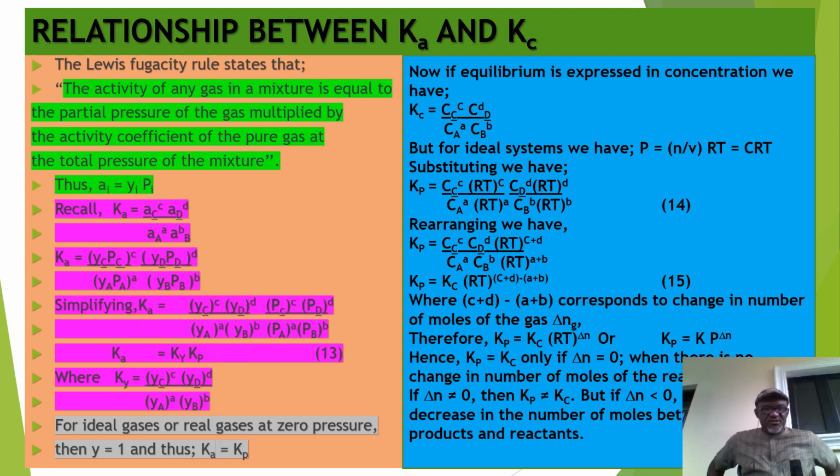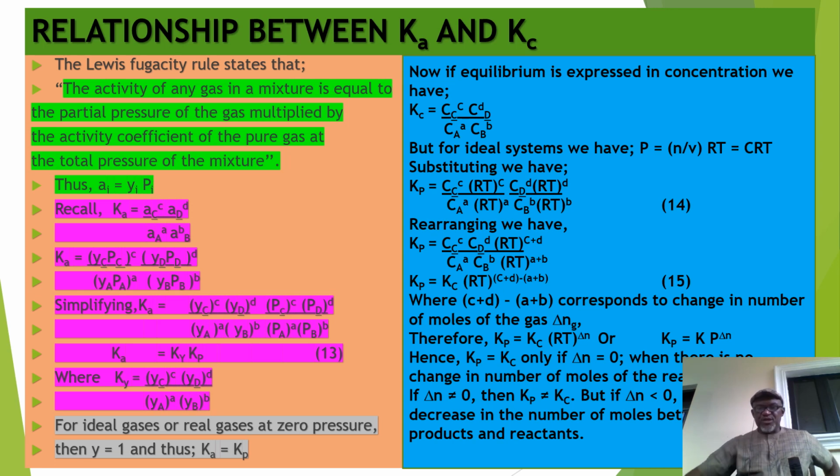So if activity is yp, we substitute, collect like terms, and we arrive at equation 13, which is Ka equal to Ky multiplied by Kp. So we can say the equilibrium constant in terms of activity is equal to the equilibrium constant in terms of activity coefficient multiplied by the equilibrium constant in terms of pressure. So for ideal gases or real gases at zero pressure, y is equal to 1, therefore Ka is equal to Kp.